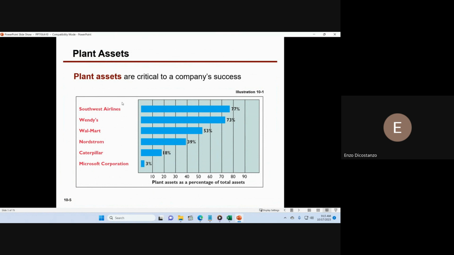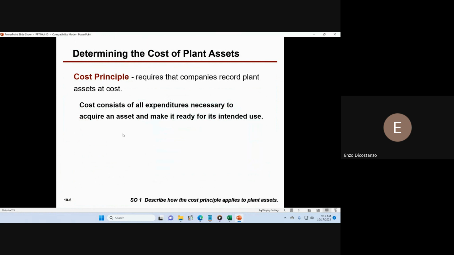And airlines are always in trouble. It's a very cyclical business, where sometimes they're in trouble and sometimes they're not. So I think there's a lot to be read into that. It's not a minor assessment of a potential investment, that's for sure. The cost principle requires that companies record plant assets at cost.